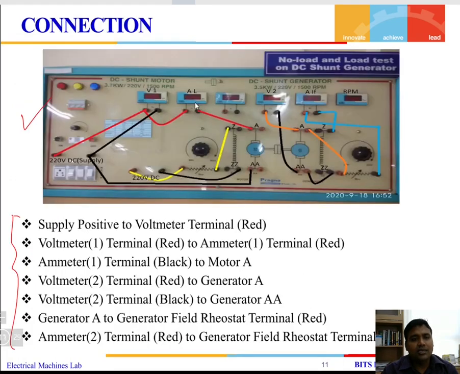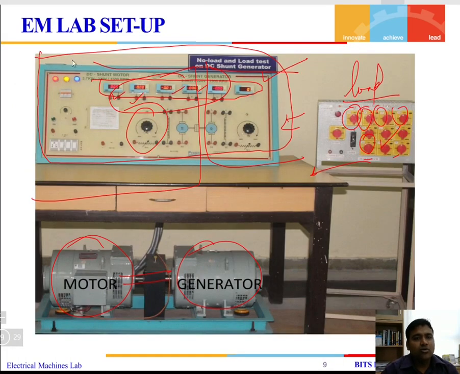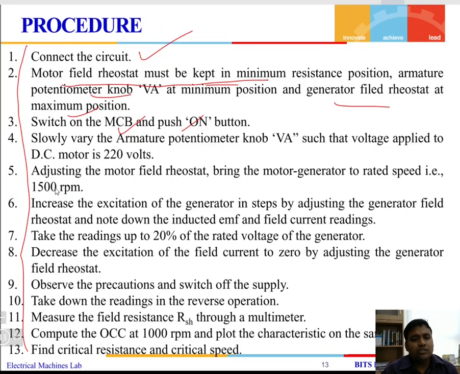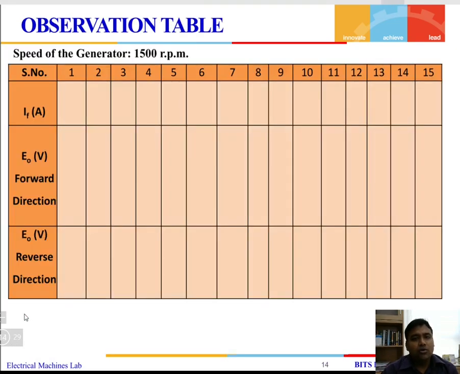In the circuit you have the main three-phase supply, and if you turn on these buttons, all this panel will be turned on. If you slowly revolve this knob, obviously the DC voltage will change. You have to follow whatever procedure is given in the manual to perform the experiment, and then write the observation table.